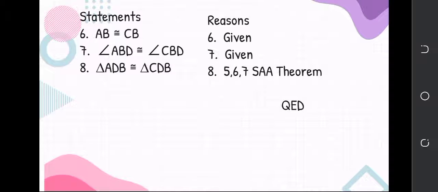And number 6, line segment AB is congruent to line segment CB because it's a given. And number 7, angle ABD is congruent to angle CBD because again it is given. And now number 8, lastly, triangle ADB is congruent to triangle CDB because of 5, 6, 7, SAA theorem. QED.